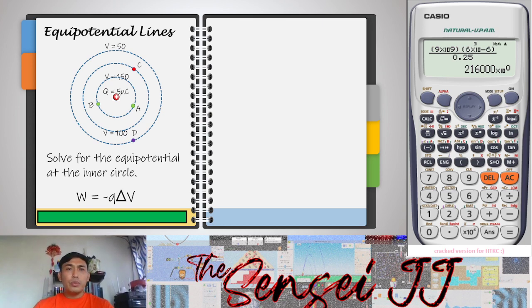Okay. So sir, paano po yan? So as you can see, we will be using the same formula. W is equals to negative Q delta V. Okay, so guys, please try to solve this. And I'll be back para i-discuss sa inyo kung paano natin makukuha yung value and kung ano ba yung magiging sagot nito. Okay, so let's try to compare our answers after quite some time. So sige guys, I'll be leaving you here to solve for this equipotential line. I'll be back.